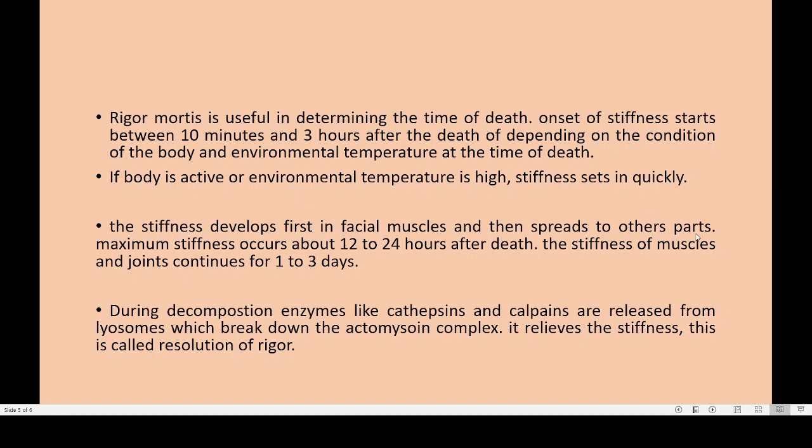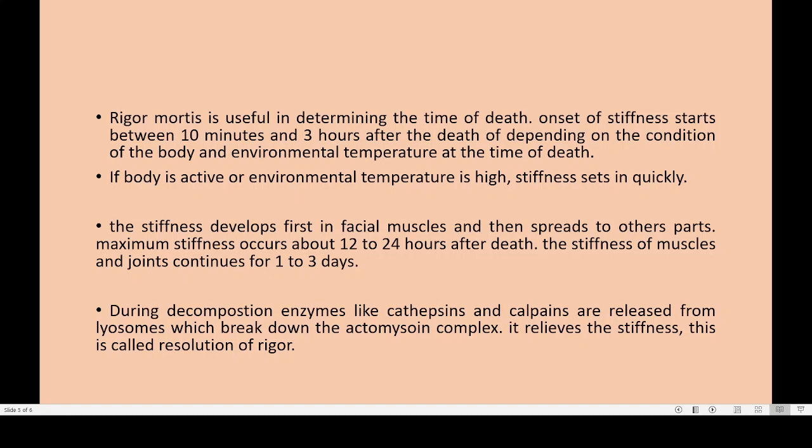How does rigor mortis actually happen? It comes first on your face, then it goes to other parts of the body, and usually within a period of 12 to 24 hours, most of the body parts will be in a state of stiffness. So stiffness in muscle joints continues up to 1 day to 3 days. That also depends on the environmental temperature and other factors.